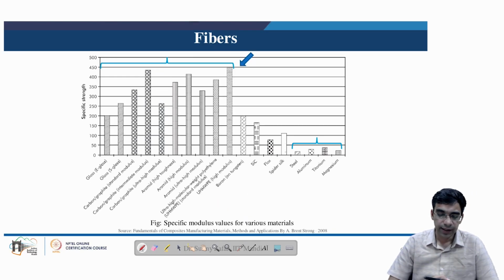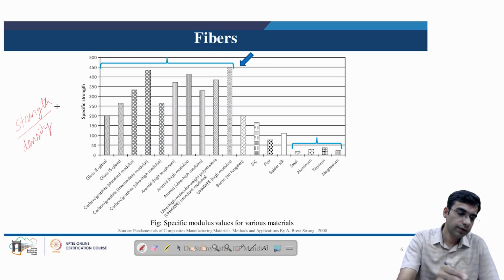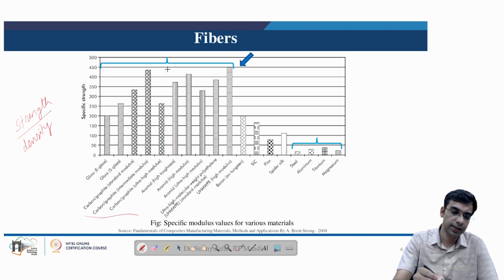So here we can see another comparison of various types of fibers, and here the comparison is done based on the specific modulus. Difference between modulus and the specific strength. So here specific strength relates to the strength of any material divided by the density, and we will see that most of the synthetic fibers, as shown here, exhibit very high specific strength.